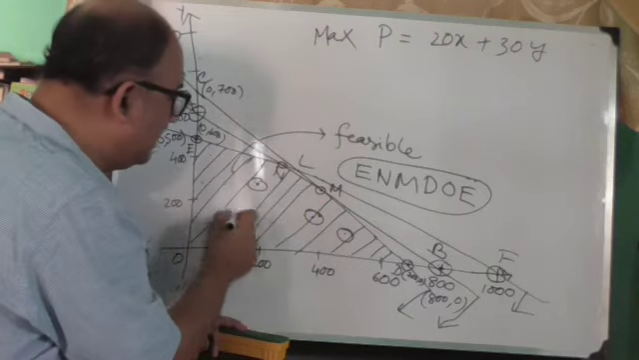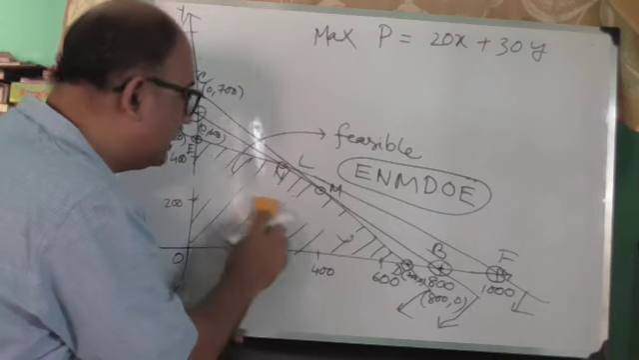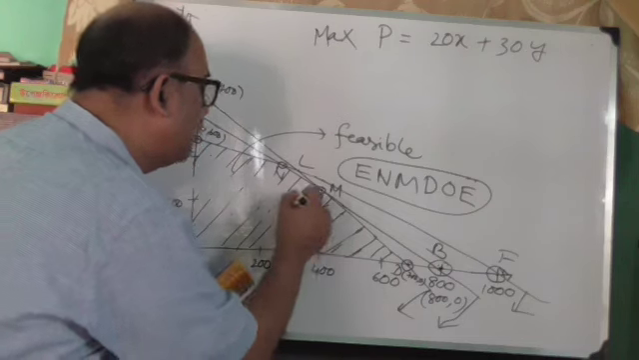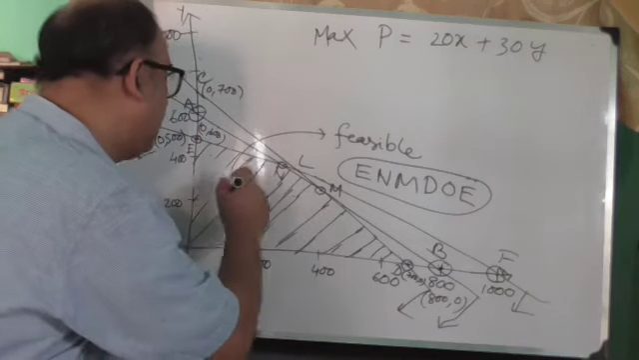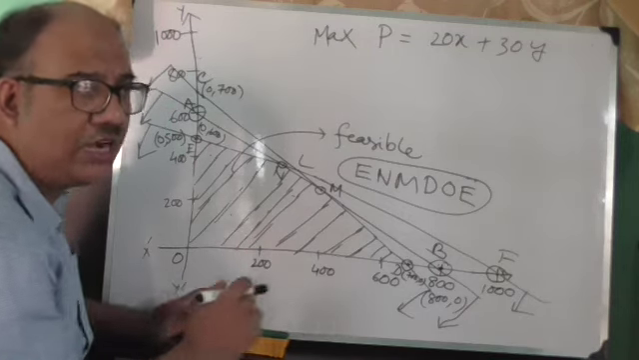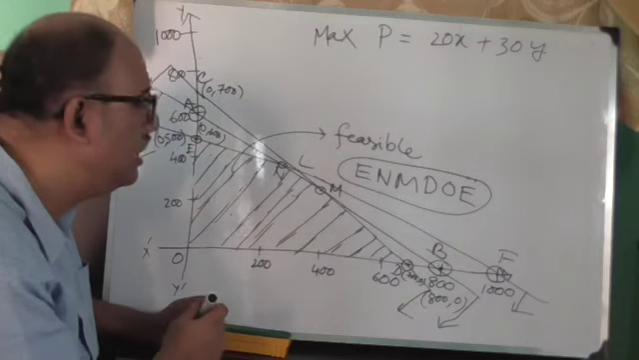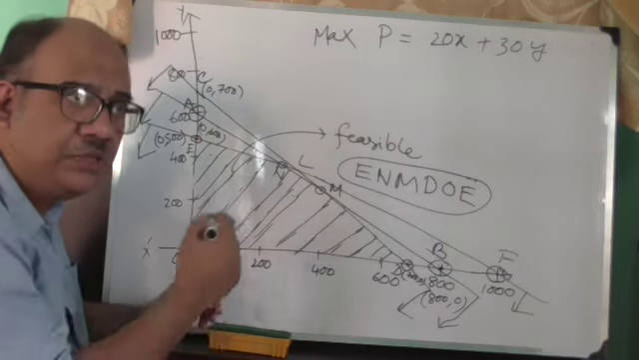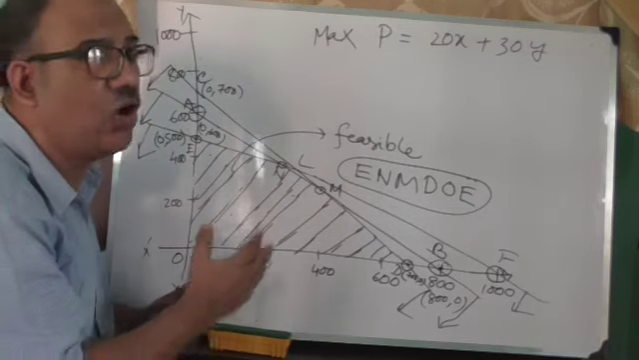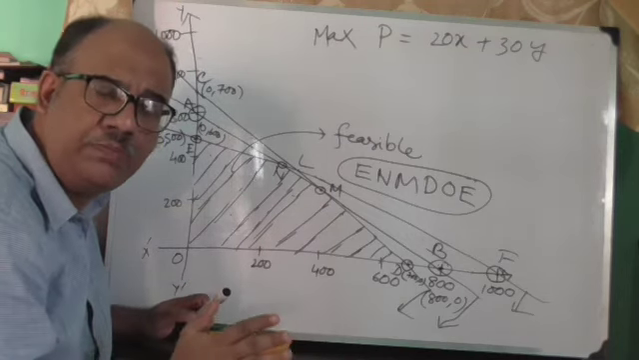So if you take any point in this region, all of them will give you a profit, but that does not necessarily be the maximum profit. So for maximum profit, we have to do something else. For that, there is a theorem in linear programming problem, or the rule that we will be using to find out the optimum, in this case the maximum, is that in a feasible region, the optimum point occurs at the corners of the feasible region.